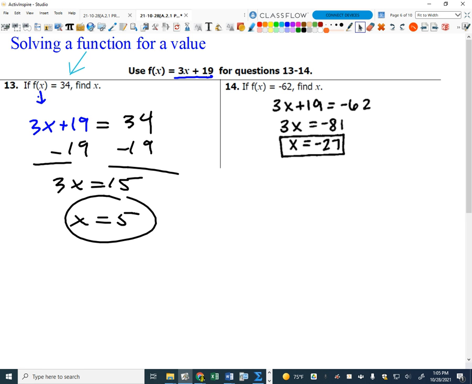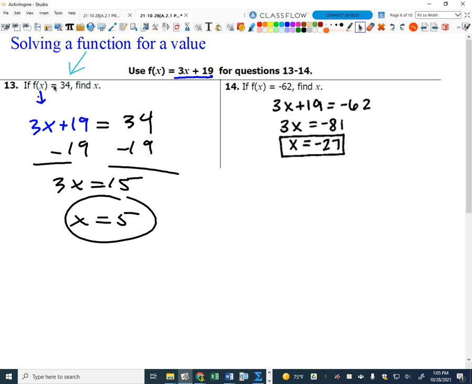But this would be a much harder problem if f of x were some kind of bizarre radical, or some weird exponential or logarithmic function. Then it might be tougher to solve algebraically, right? And that's where Desmos would really come in handy. So click and close and take a look, please.